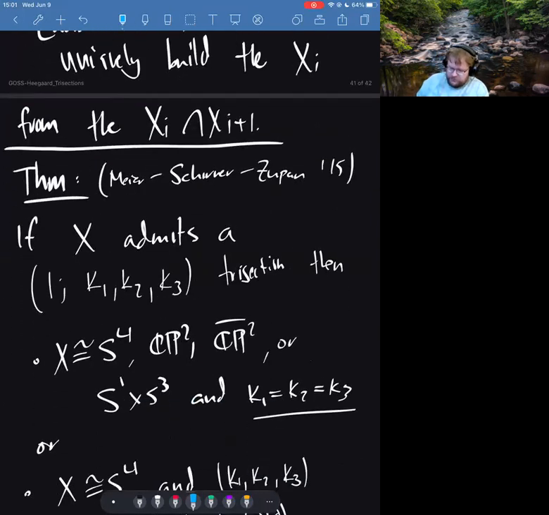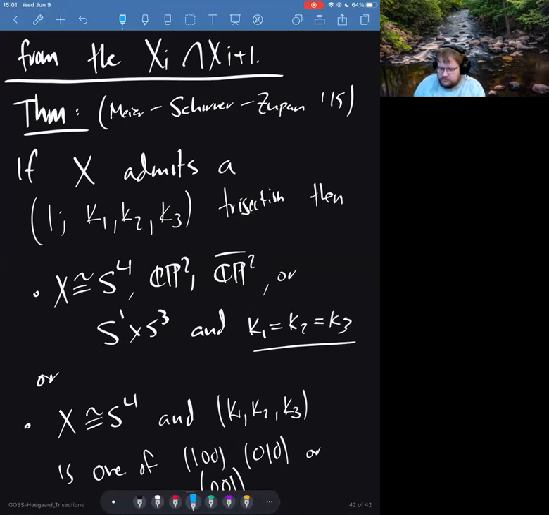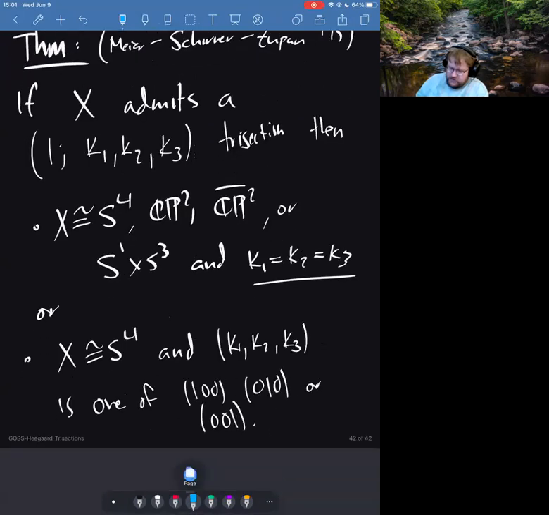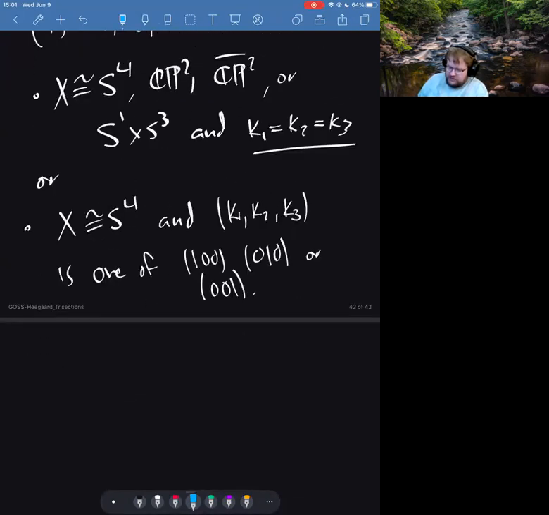And so theorem, and this is from Jeff Meier, Trent Schirmer, and Alex Zupan. If X admits a genus one trisection, then X is either S4, CP2, CP2 bar, or S1 cross S3, and all three of the k's are equal, or X is S4, and the triple of k's is some permutation of (1, 0, 0).